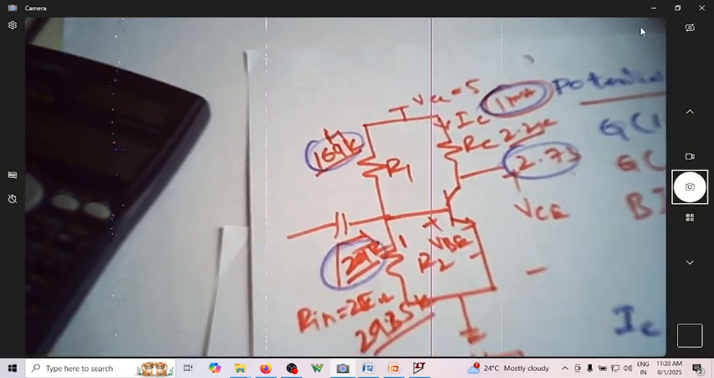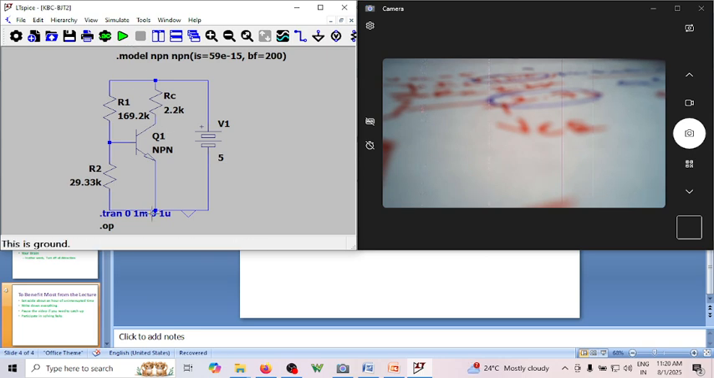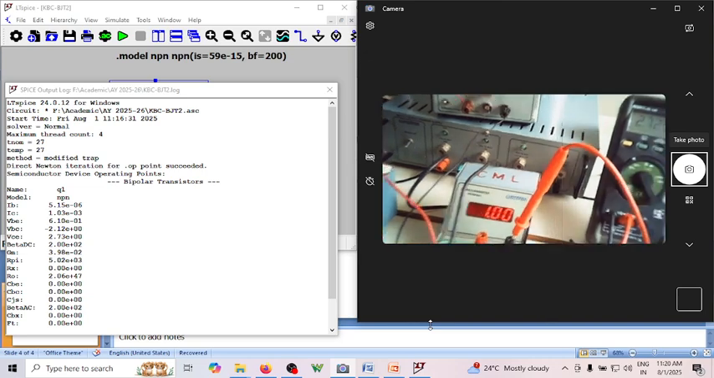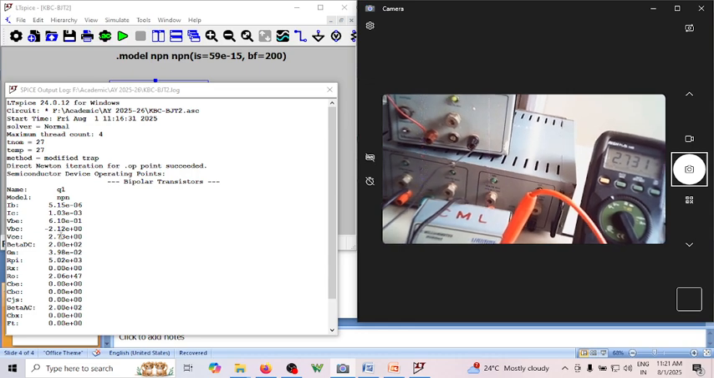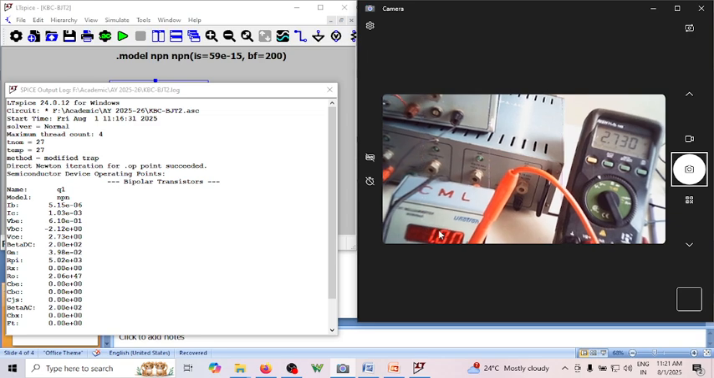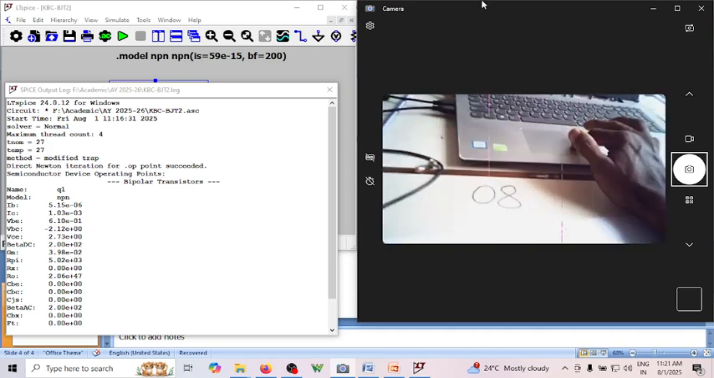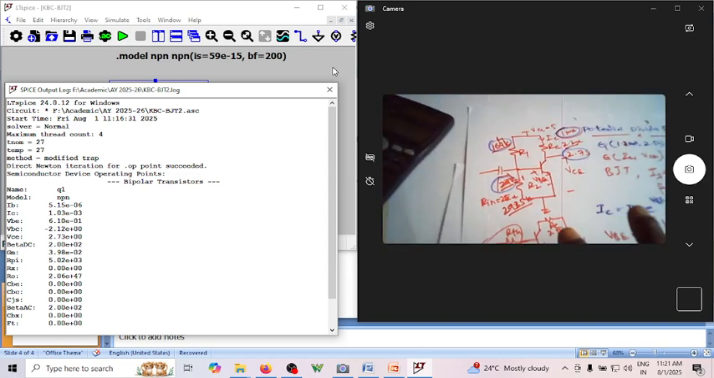Let me show you the simulation. Maybe I'll show you side by side both the simulation value and, where is my simulation value? It's here. You can see this output log. You can see my values over here. This is 1 milliampere, 2.73. Can you see here the current is 1 milliampere, it is 2.73. Can you see the same thing here? This is 1 milliampere and this is 2.73. This is the real hardware. This is from the simulation. This is from the design. So all the values are okay.